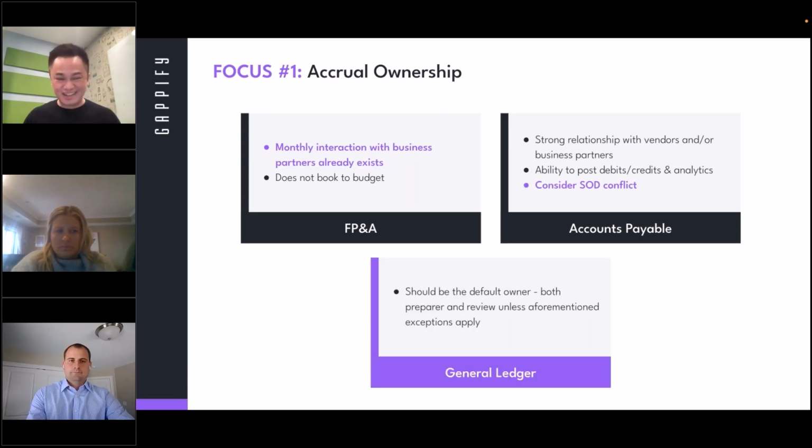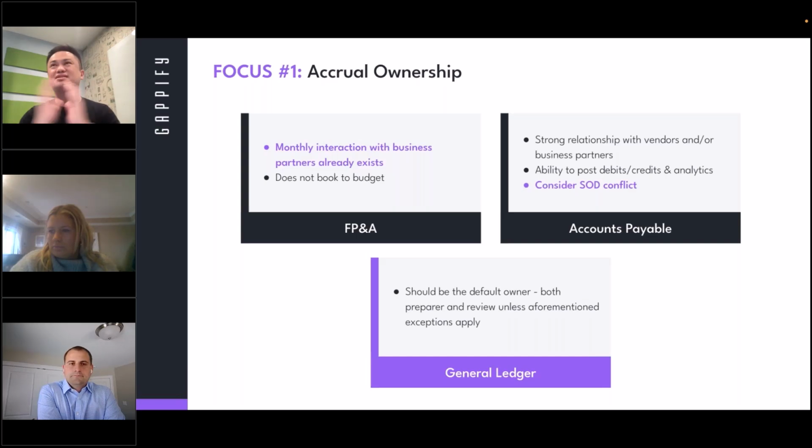But really, the home for accruals, from my perspective, and this is from years of experience and talking to a lot of different customers and controllers, general ledger should be the default, right? Unless you have good reasons to go with FP&A, unless you have good reasons to go with accounts payable, general ledger is really a good cornerstone for collecting data from the business, having the discipline and the expertise to know where debits and credits go.